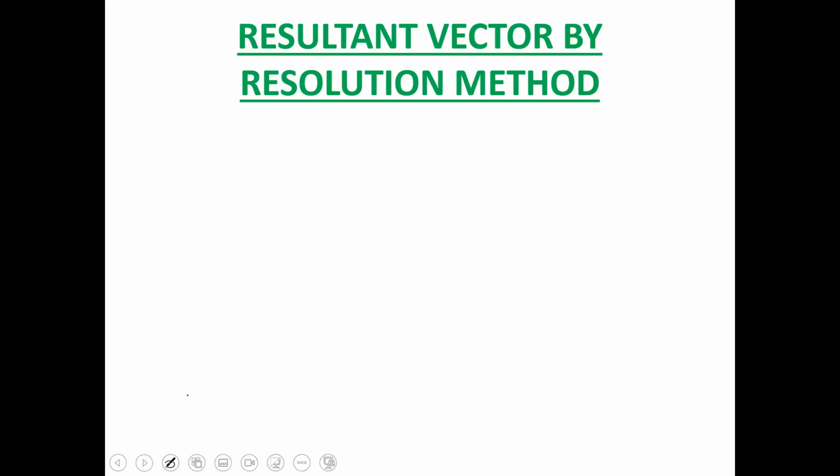Resultant vector by resolution method. If you want to find the resultant vector, we have three methods: head to tail, parallelogram, and this third one, resultant vector by resolution. The resolution method is the main method which needs maximum practice in M1. It actually comes everywhere in M1. Resolution means decomposing a vector into two components. So now you have to give this heading.